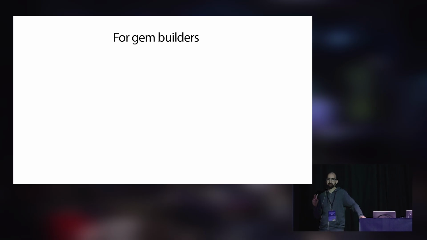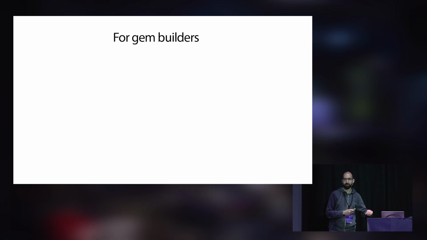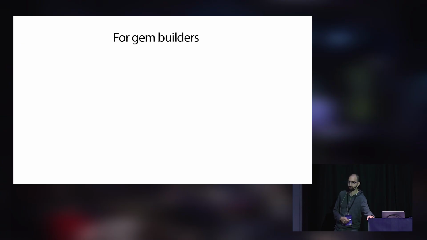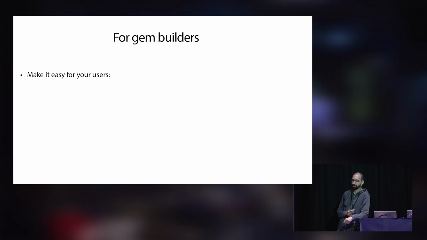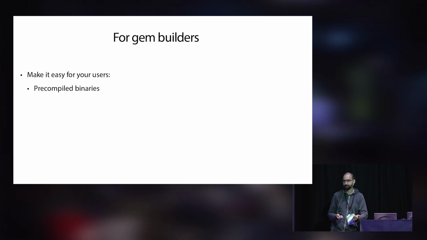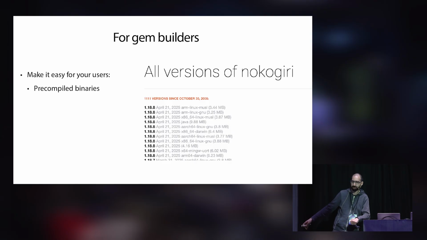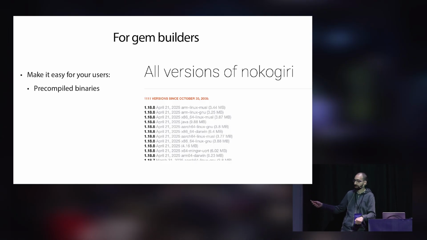And I want to say two things. If you're building a gem that has a native extension, there's two things you can do to ease the pain of anyone who's downloading your gem. The first one is precombined binaries. For example, Nokogiri does that. If you look at a recent version of Nokogiri, you see there's 10-ish versions, and each one is for a different architecture and platform.